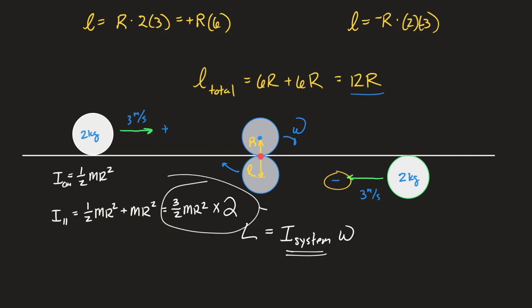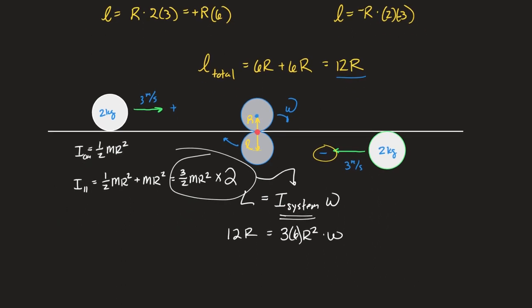This is the moment of inertia of the system. And that is 3 mr squared times omega. And what does that have to equal? 12r. But wait, there's more. The mass of the disk is 6. There we go. 3 times 6, 18. So I'm going to get 12r divided by 18r squared, and that equals omega.